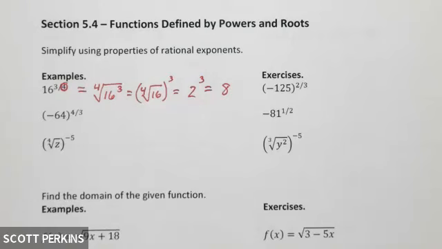So the one that's right below it, the -64 in parentheses raised to the 4/3, I just want you to do the first step. I want you to rewrite that as a radical, and then we'll talk about simplifying it.